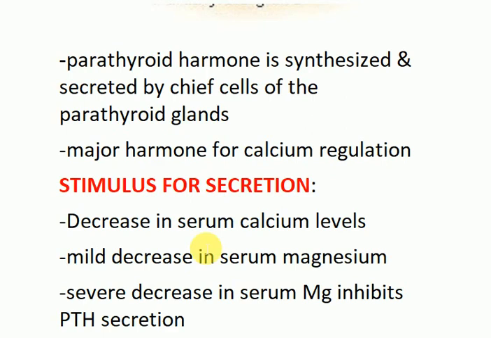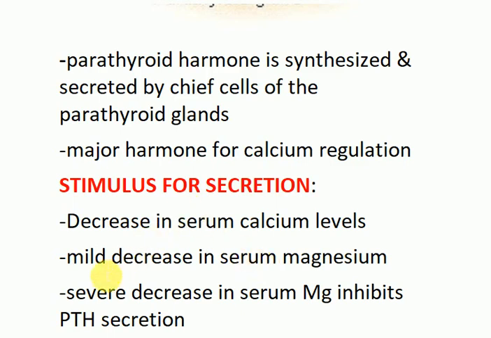Now the stimulus for secretion is when there is a decrease in serum calcium level; the parathyroid gland is stimulated to produce parathyroid hormone. Actually, this is controlled by the serum calcium ion binding to calcium ion sensing receptors in the parathyroid gland's chief cell membrane. Decreased calcium binding to the calcium ion sensing receptors will stimulate the parathyroid gland to secrete parathyroid hormone.